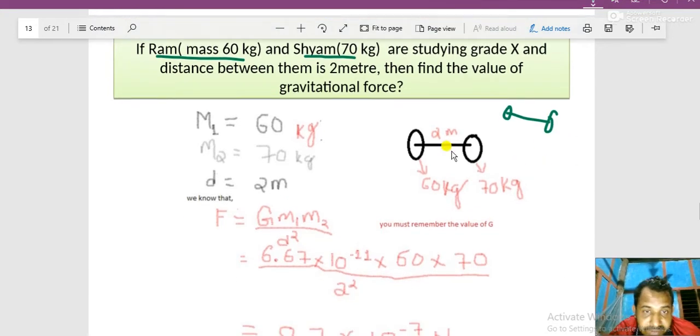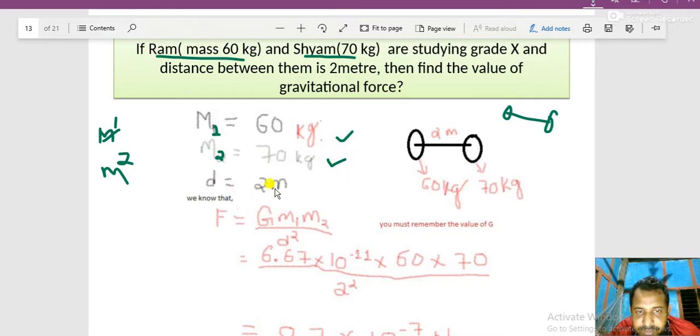How to find gravitation force: m1 is given as 60 kg, m2 is given as 70 kg. Why am I not writing m the same way for both? It is just a denotation of two masses. How to denote two masses? I am writing m1 and m2. If I write m2 for the second mass, you might think m is squared, so you might get confused. So while denoting, we write the 1 and 2 at the base. m1 means the first mass, m2 means the second mass.